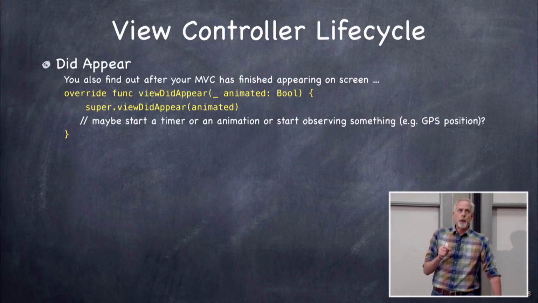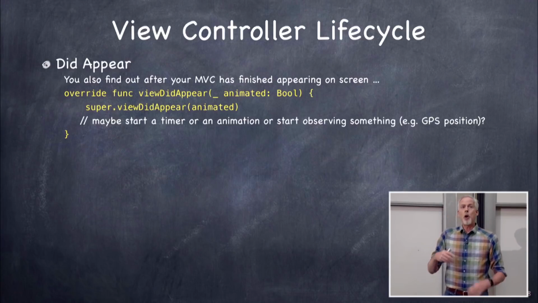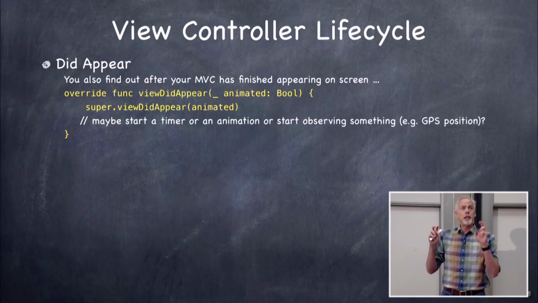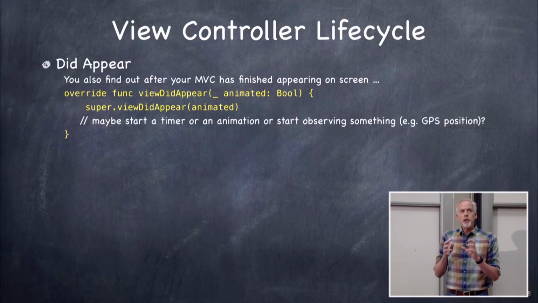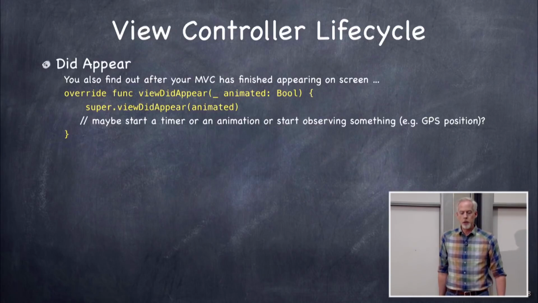But this is a great place to do things like start an animation, because you can't do that in viewWillAppear. You're not on screen yet, right? Start a timer that does something on screen. Start observing something in the world, like GPS locations or maybe the gyro position of your phone. Those are all the things you can do once you're on screen. So that's what viewDidAppear is really good for.